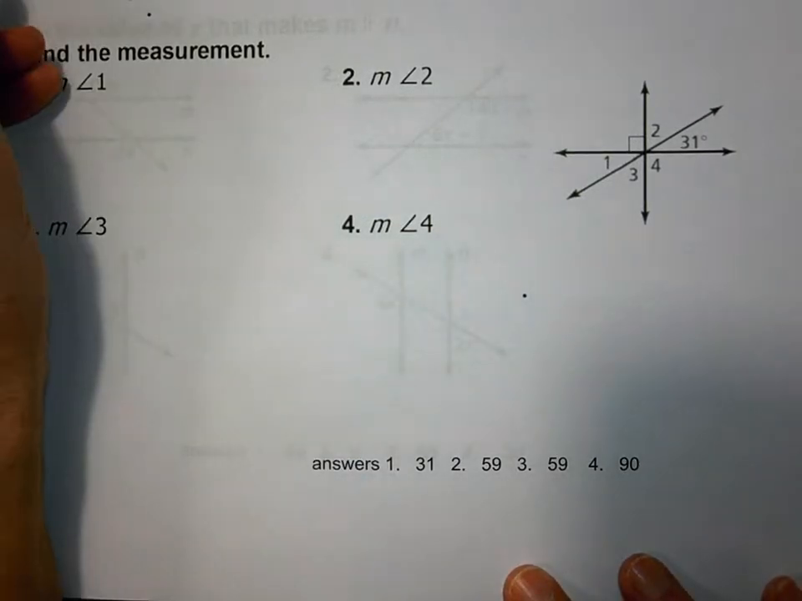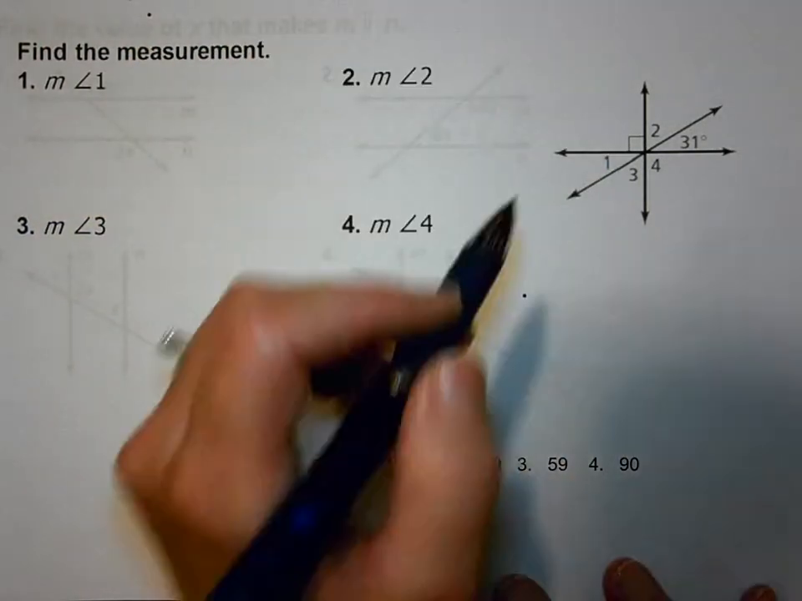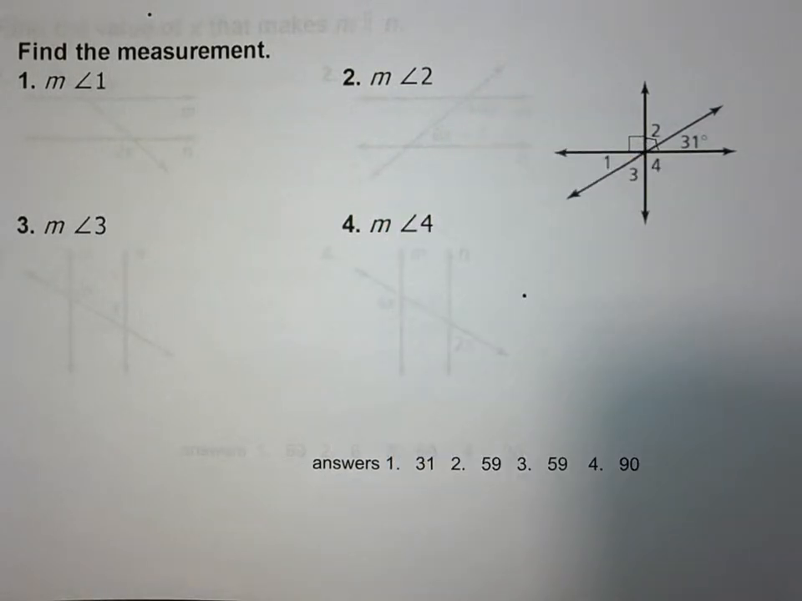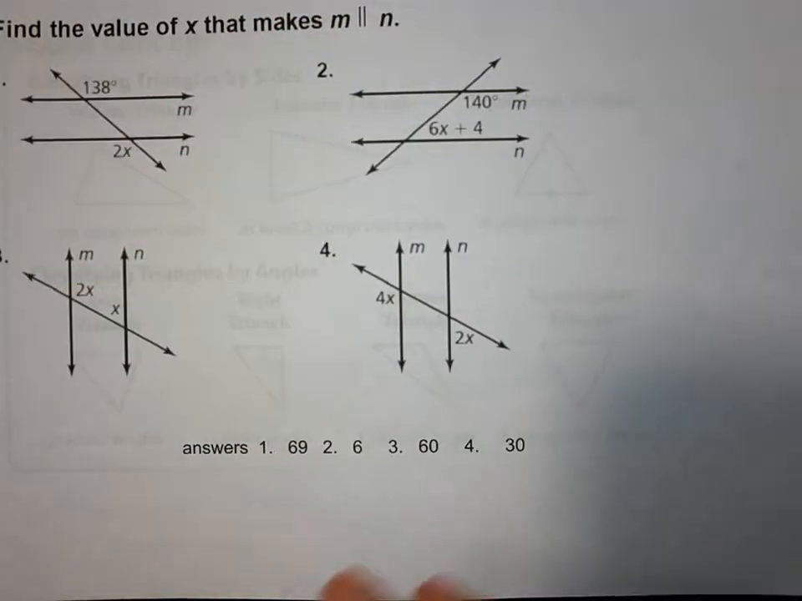I want you to try this out. You're really just using the idea of vertical angles and the idea that you have 90-degree angles on all the corners. So please try and finish that off from last time.